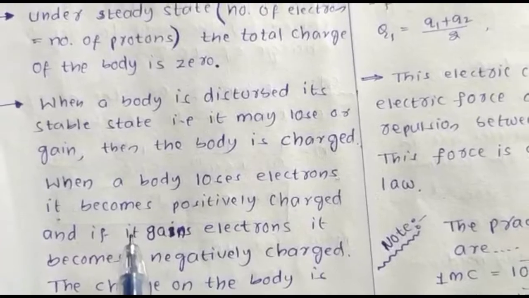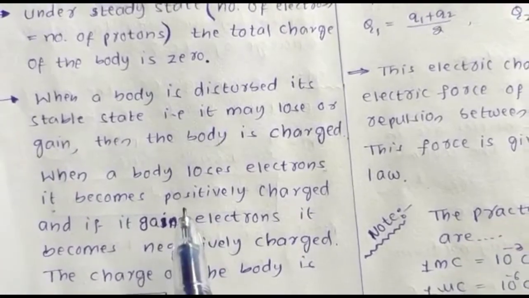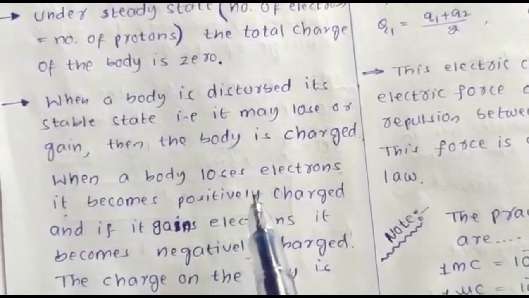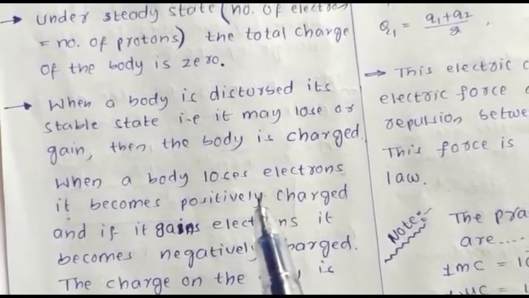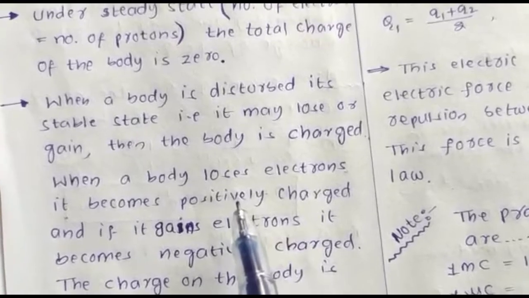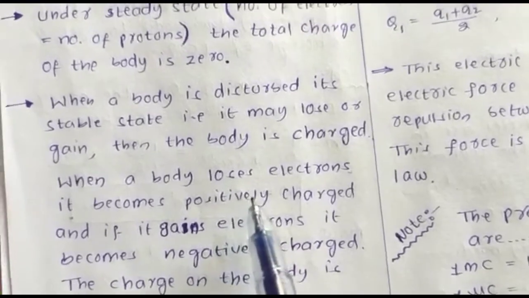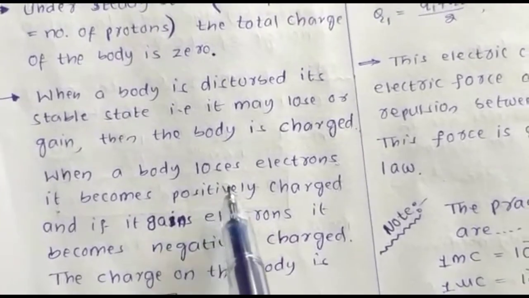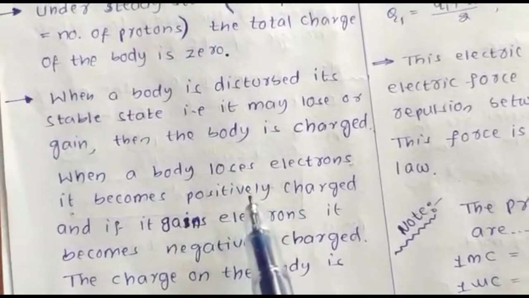Why? Because when a body loses the electron, the number of protons is more than the number of electrons. Therefore, the positive charge produced by the protons is more than the negative charge produced by the electrons. That's why more positive charge is there. That's why when a body loses electrons, it becomes a positively charged body.